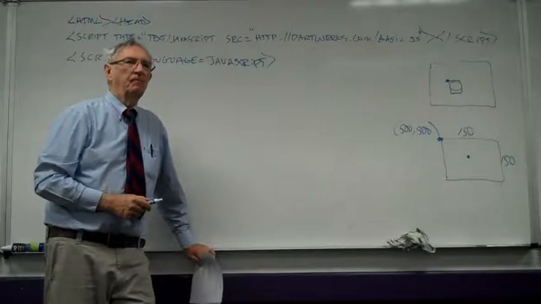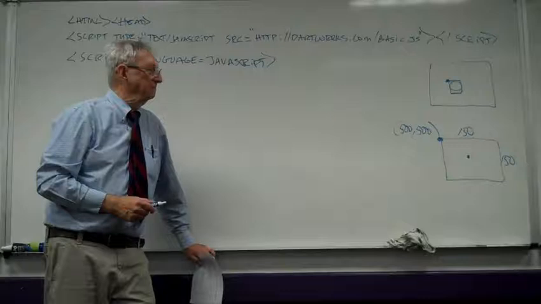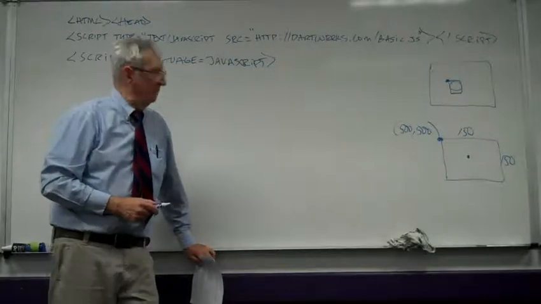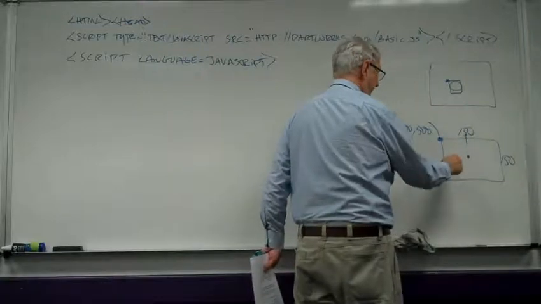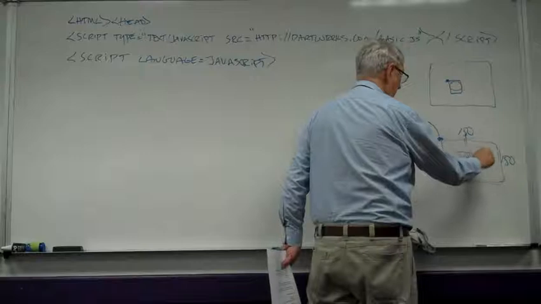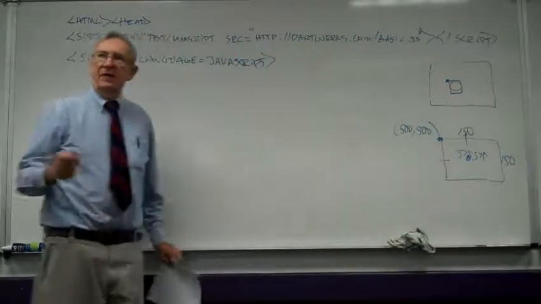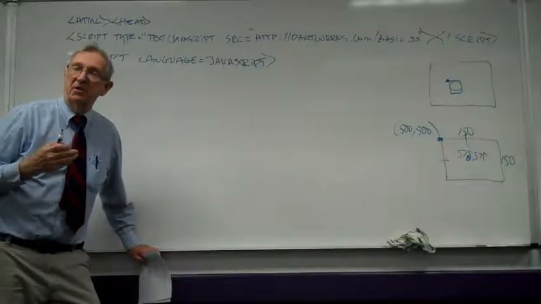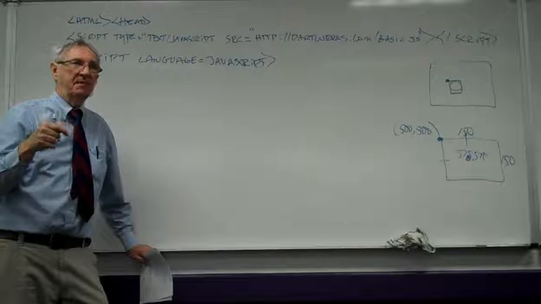525, 525? 525, 500? 575? Yeah, there's 150, half of that is 75. So therefore this guy right here is 575. And that's actually the point we're interested in, because we want to know how close we are to that point right there. That's always the question, okay?